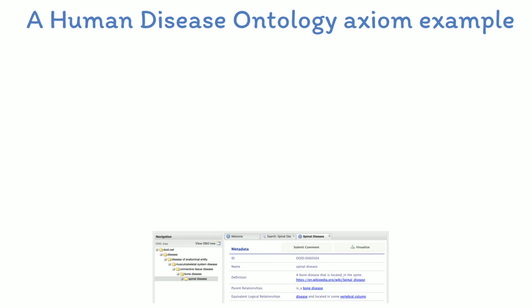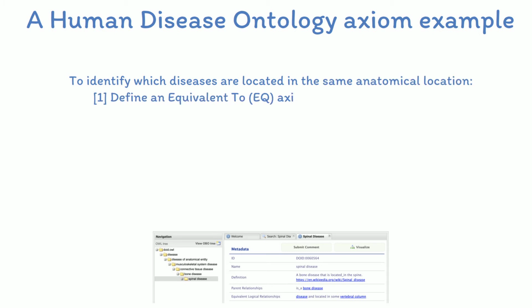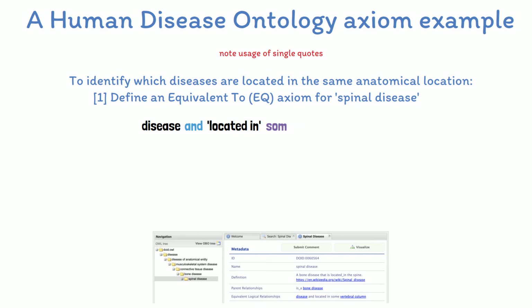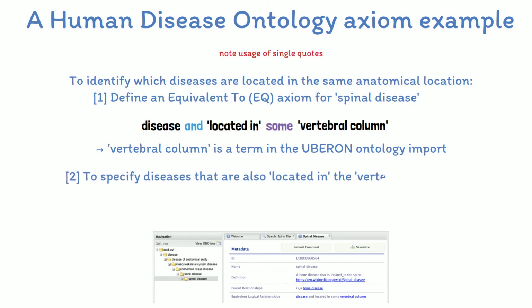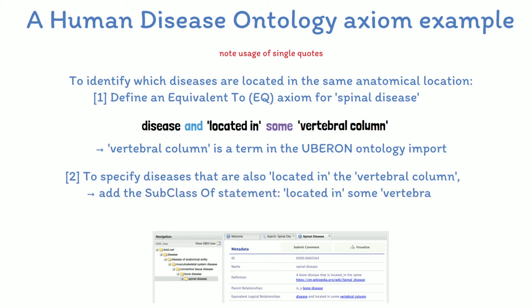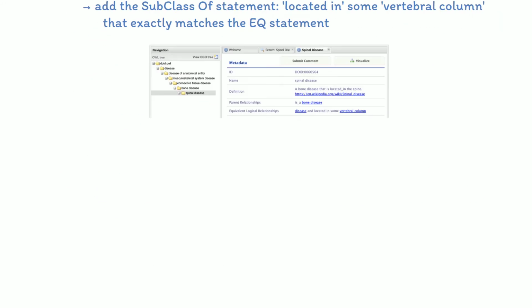Let's look at an axiom example using spinal disease. To define all diseases located in the spine, we first define an equivalent to axiom, or EQ statement, for spinal disease, which would be disease and located in some vertebral column, where vertebral column is a term in the Uberon ontology import. Then, to specify diseases that are also located in the vertebral column, we add the subclass of statement located in some vertebral column, which exactly matches the EQ statement to these diseases.